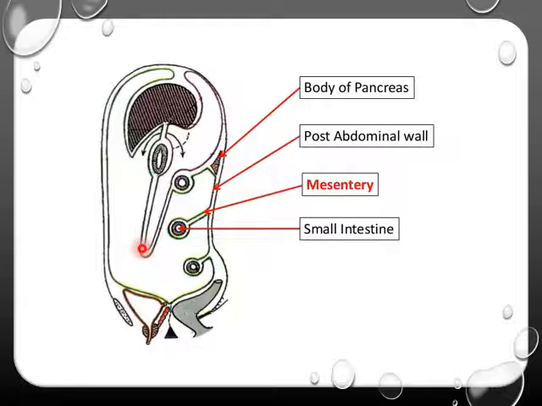Now let us come back to the greater sac. So we have traced it until here. Now after covering the part of the body of pancreas, it descends further downwards to become the mesentery. As you all remember, mesentery is nothing but a peritoneal fold by which the small intestines are suspended from the posterior abdominal wall.